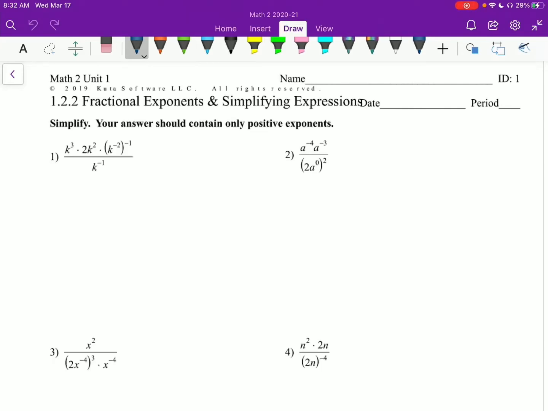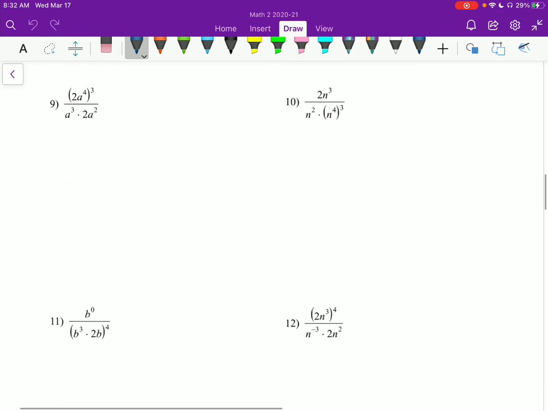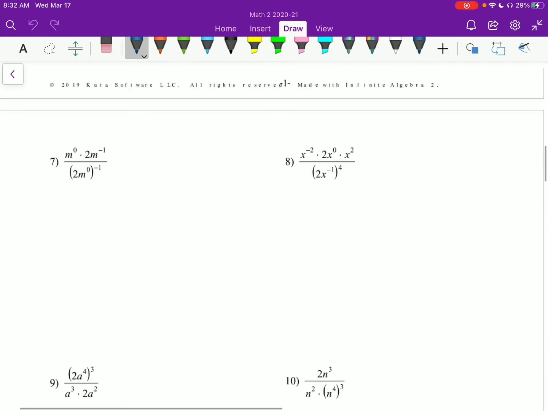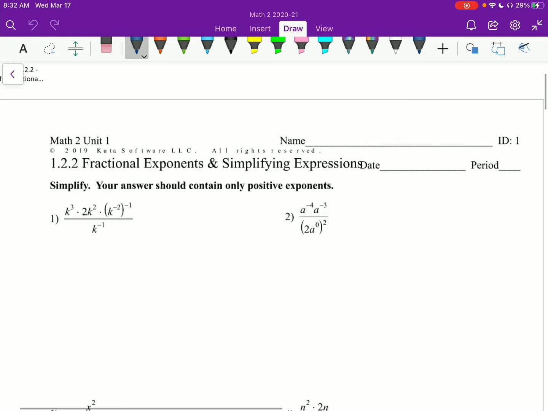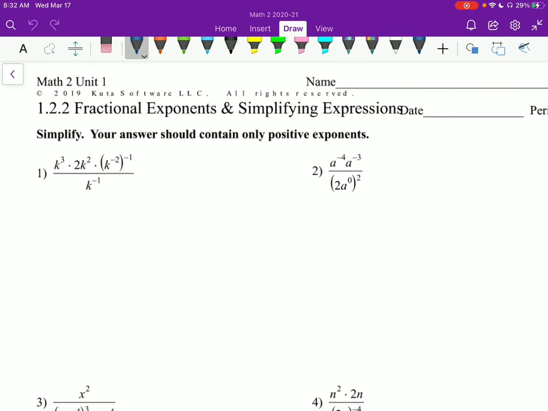All right, 1.2.2, fractional exponents and simplifying expressions. So this is going to rely much more heavily on the simplifying expressions. I don't even know if there's fractional exponents in there at all. Oh, yep, there is at the end. Now, this will be a very good paper to review for your quiz. So I'm just going to go through a few of these and get you started.